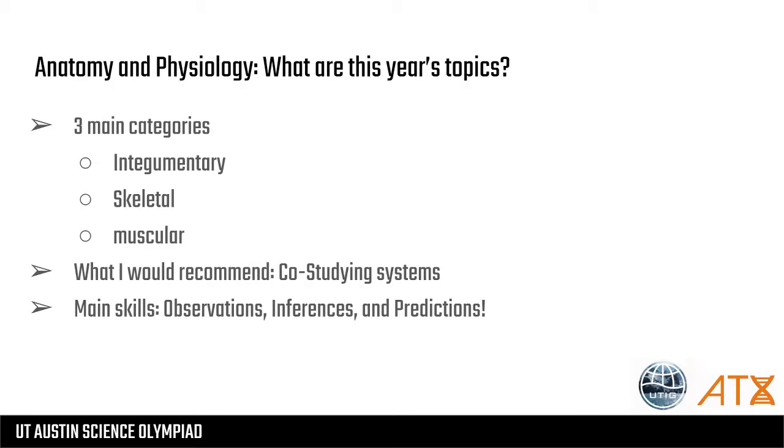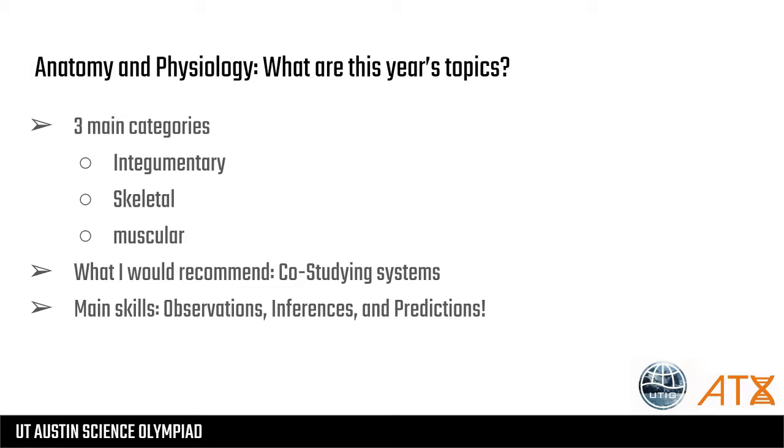Cool. So, Vaishnavi will start us off with anatomy and physiology. So this year's anatomy and physiology topics are the integumentary system, which is skin, skeletal, and muscular. Even though they give us these three categories, we have to make sure that we're not just sticking to them. For example, what I would recommend is co-studying systems. If you were doing the skeletal system, what system goes along with the skeletal system? The muscular system. So you wouldn't just be studying skeletal conditions or muscular conditions, you would also have to study skeletal-muscular conditions. That's just how the whole body works, right? Everything is intertwined with each other, so that's also how we want to study for this test.